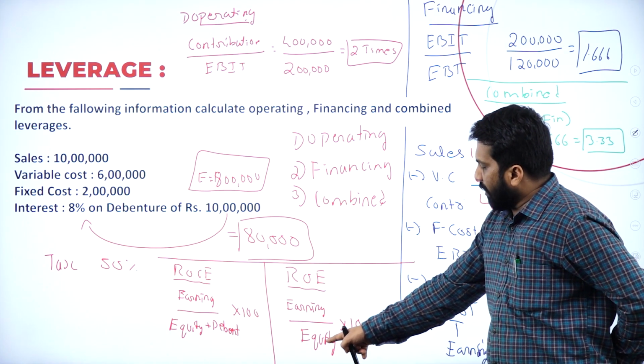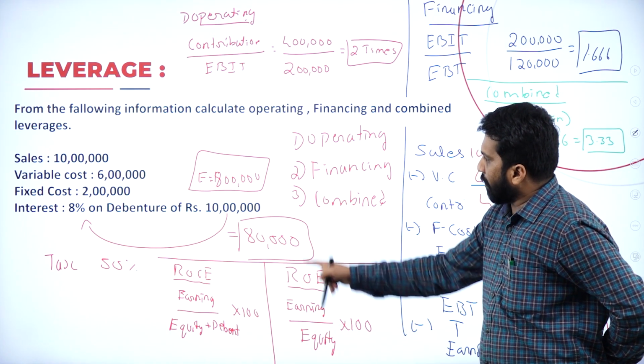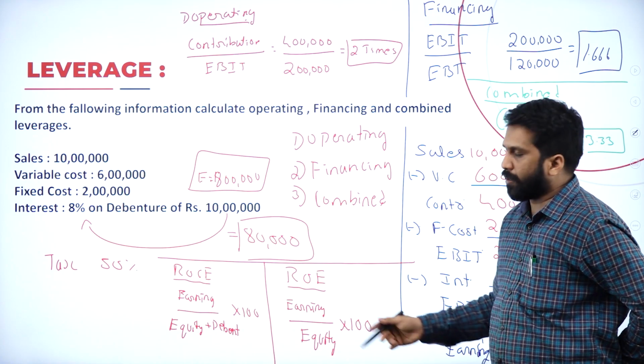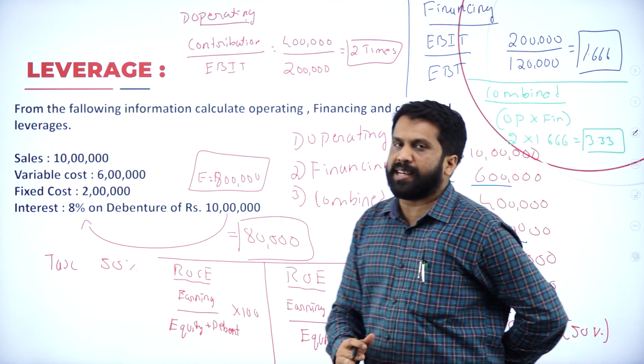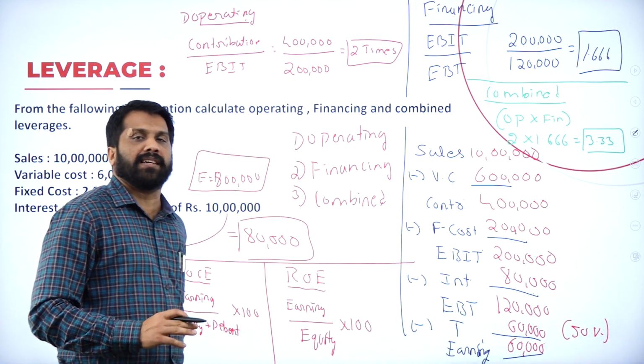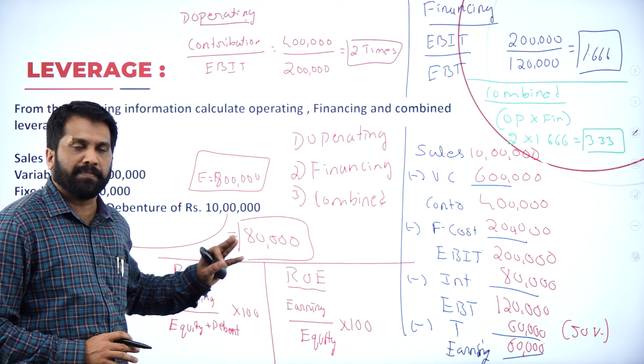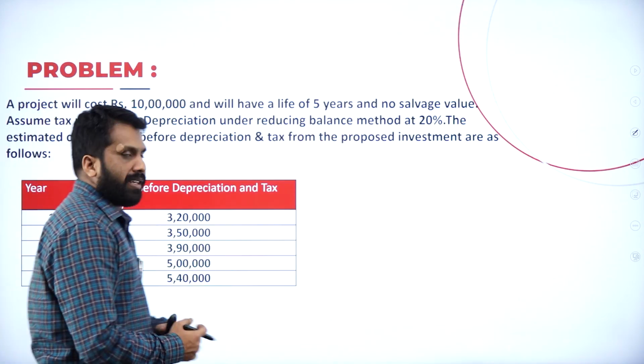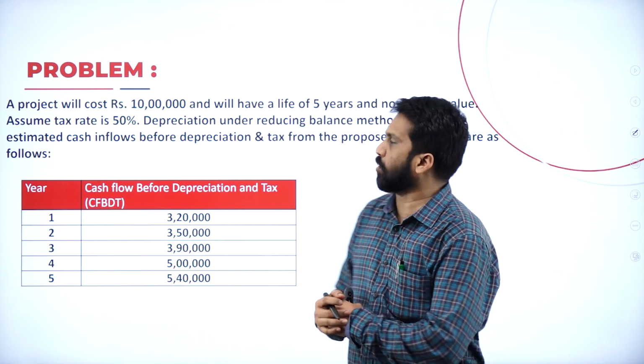In this, we take only equity. 60,000 divided by 8 lakh into 100. That's it. Clear? Other than this, they will not ask you anything in leverages. Clear? So I'll go a little fast. Actually, it is the easiest topic.